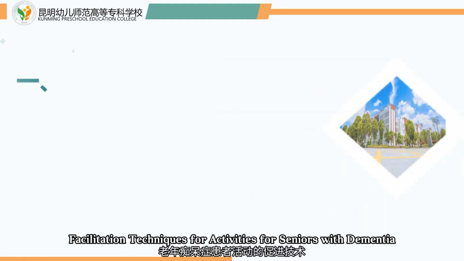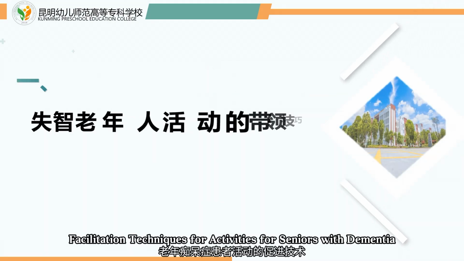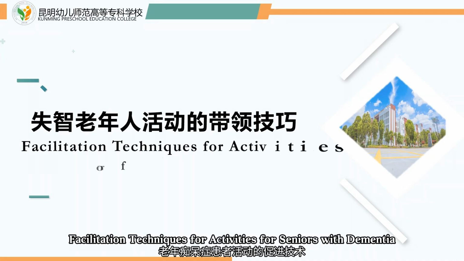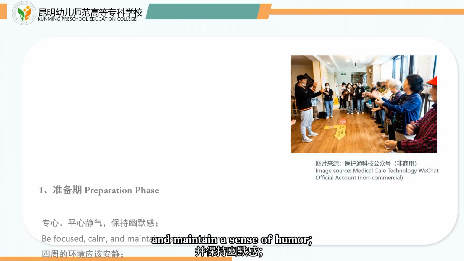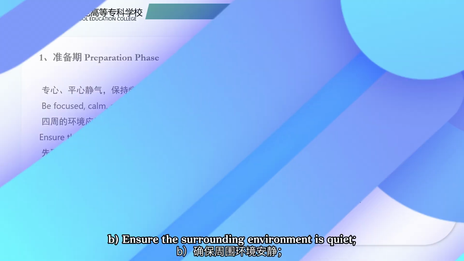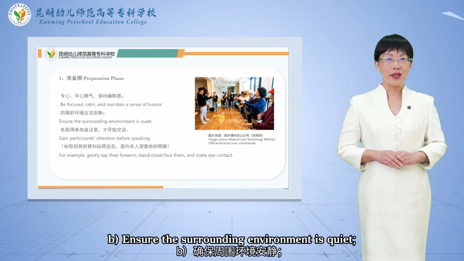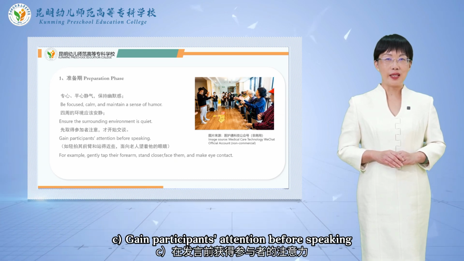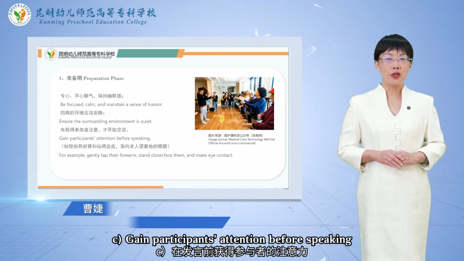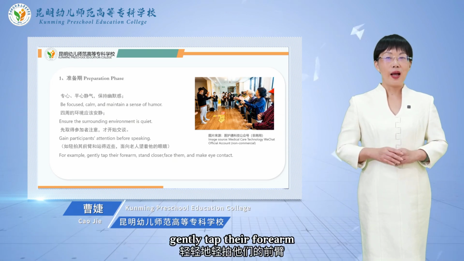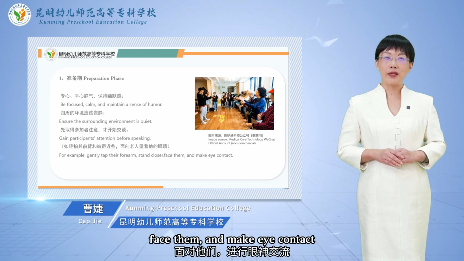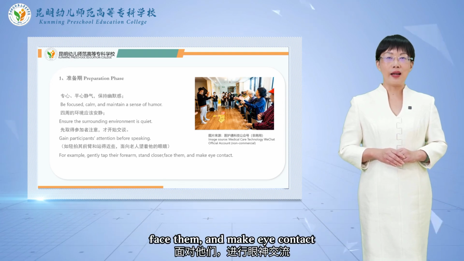1. Facilitation techniques for activities for seniors with dementia. First, preparation phase. A. Be focused, calm, and maintain a sense of humor. B. Ensure the surrounding environment is quiet. C. Gain participants' attention before speaking. For example, gently tap their forearm, stand closer, face them, and make eye contact.